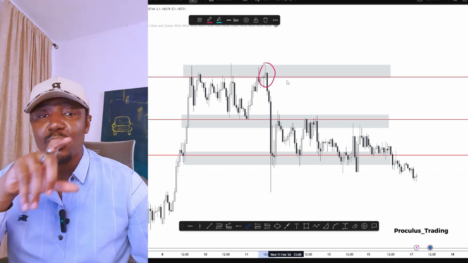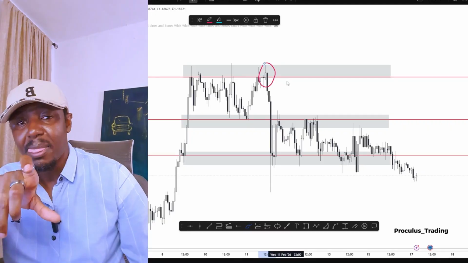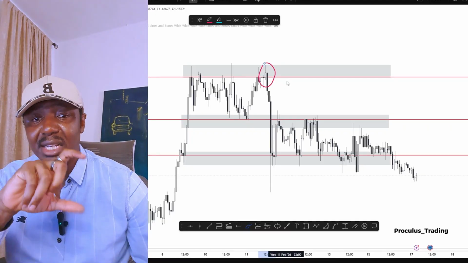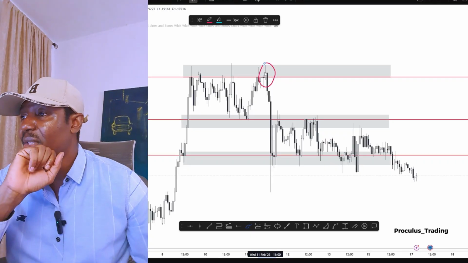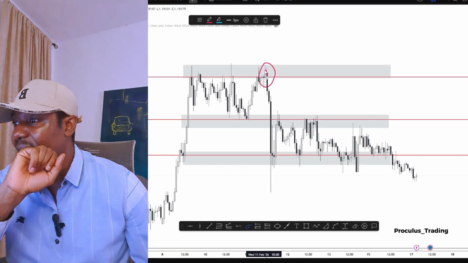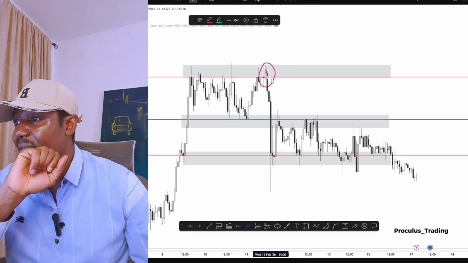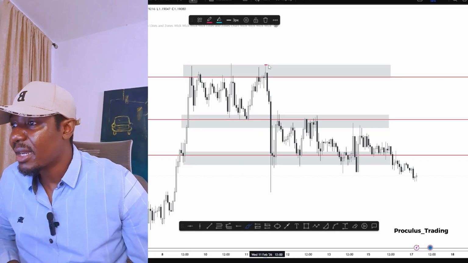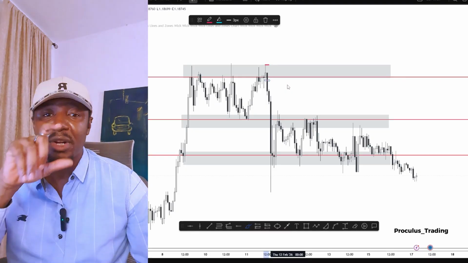Okay, so what you want to do is look for the last candle before that impulse. So the last candle here is going to be this guy right here, this 50% buy candle. All right, so what you want to do now is mark the high of that candle and then the low of that candle. So now that will give you a range.